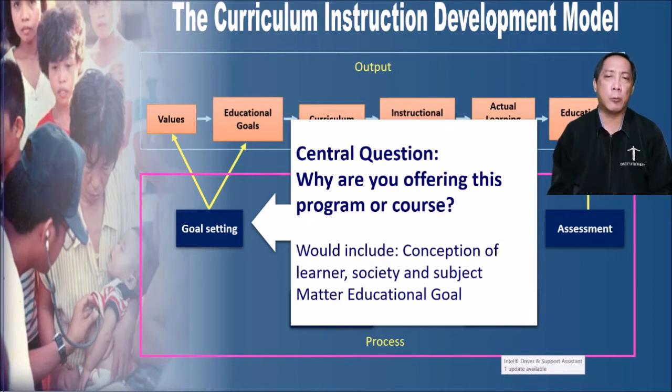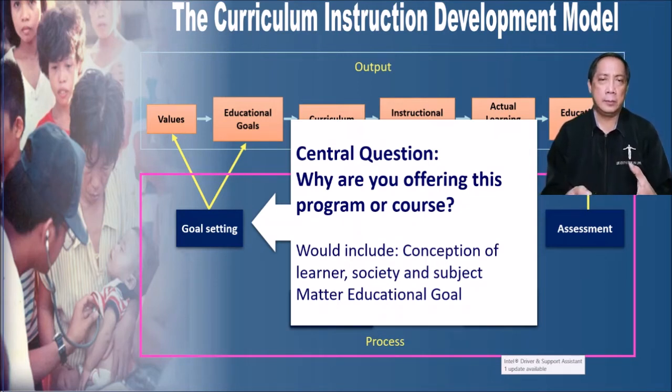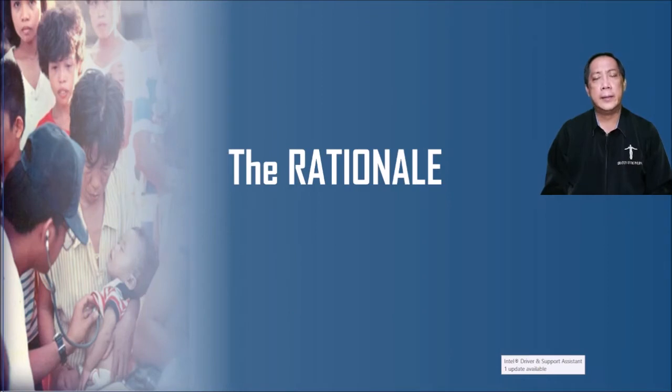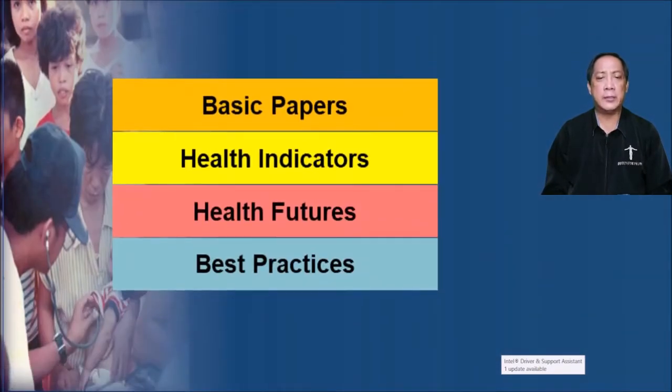Why are you offering the course? It's important because community-based education is supposed to be guided by a really important context or rationale. And the rationale will have to be based on certain literature. And for us in the curriculum development group, for example, our teachers in health professional education, we do require several materials to help us identify the rationale for our course.